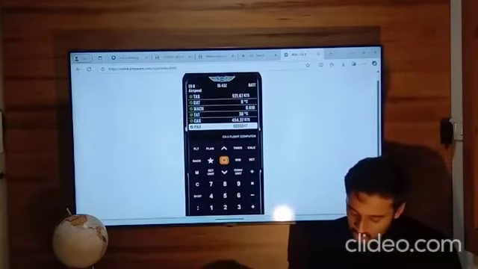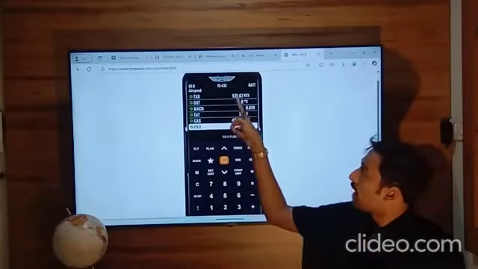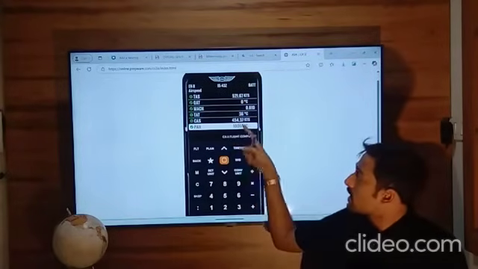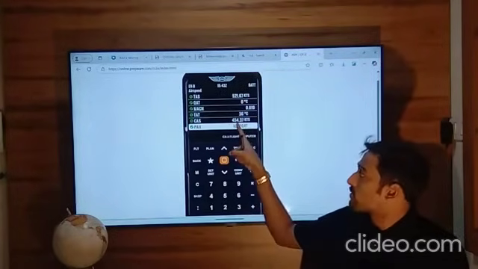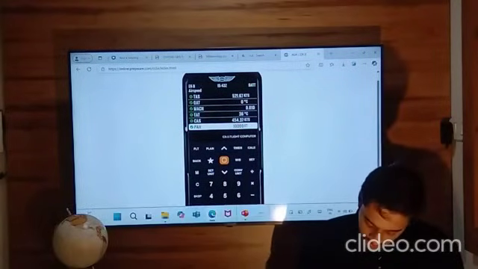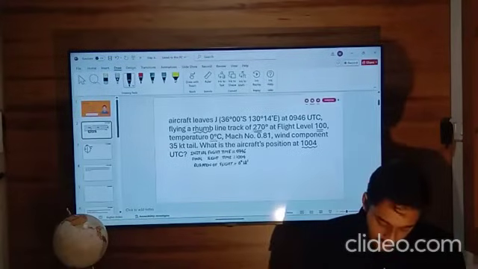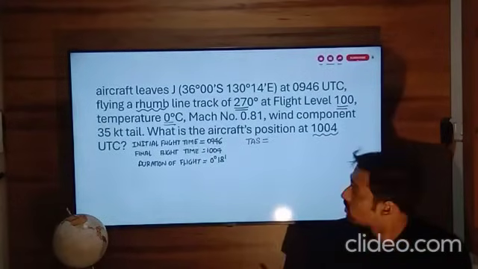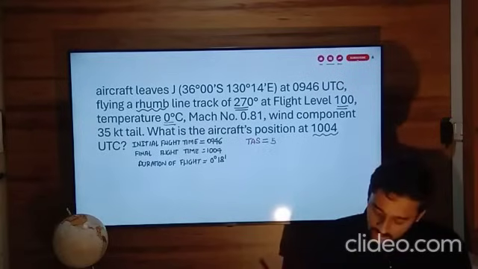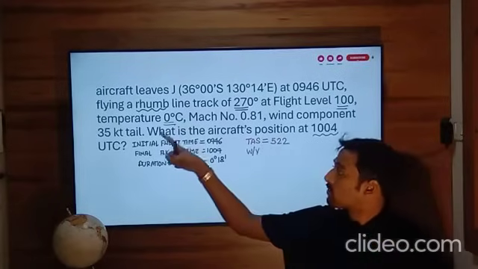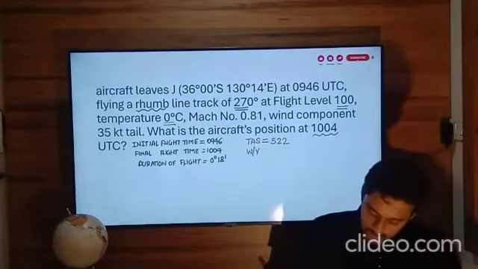So now you have a true airspeed of 521.67, approximately 522 knots. Calibrated airspeed you have got 454 knots. So that we don't require. So true airspeed is 522 knots. What is the wind component given to you? You have a wind component of tailwind of 35 knots.